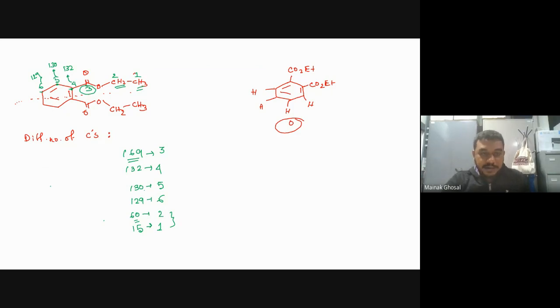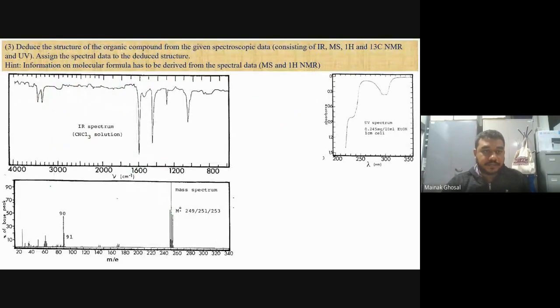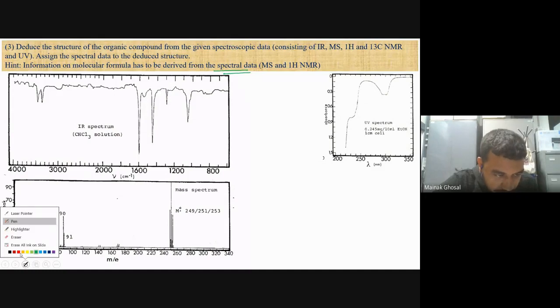Now you need to find the next question here. You need to deduce the structure of the organic compound from the given spectroscopic data, considering IR, mass, 1H and 13C NMR, and UV is also given here. Okay, first you don't need to look at the UV. First, the molecular formula is not given, you have to derive it from the spectral data. So can anybody predict, seeing the mass spectra, what kind of molecule it could be?